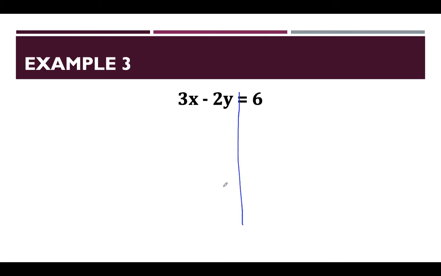So same goal. Goal is to get y by itself. Before I can divide by this 2 though, I need to get rid of the 3x. So to do that, I'm going to subtract 3x from both sides. 3x minus 3x is 0. Now what's left is a minus 2y. Be careful not to drop that minus sign. And then we have 6 minus 3x.